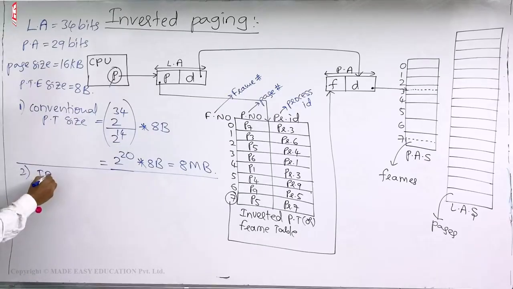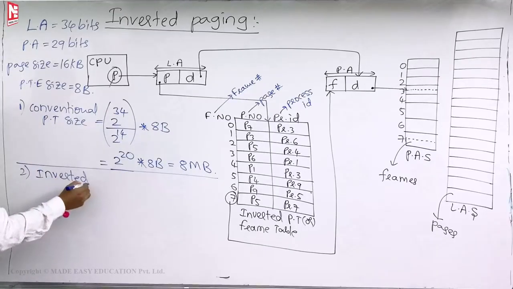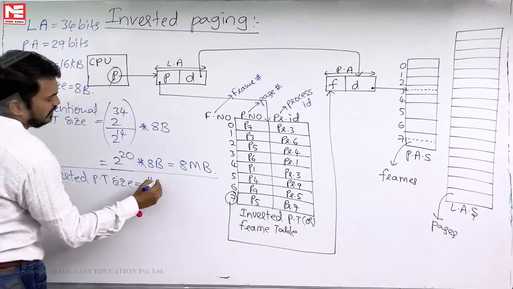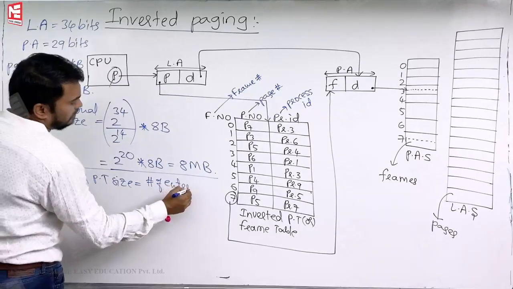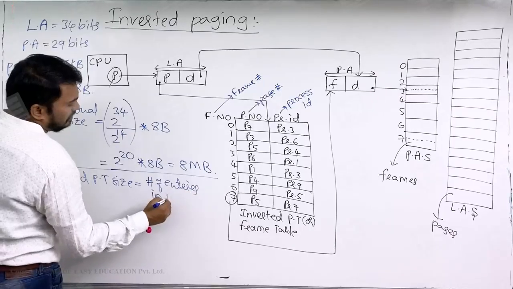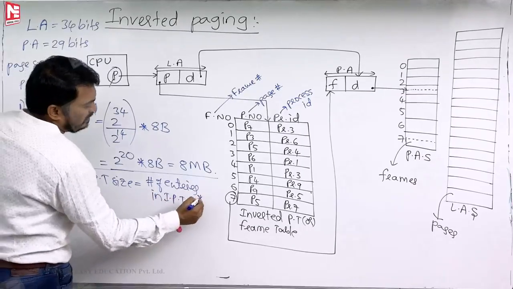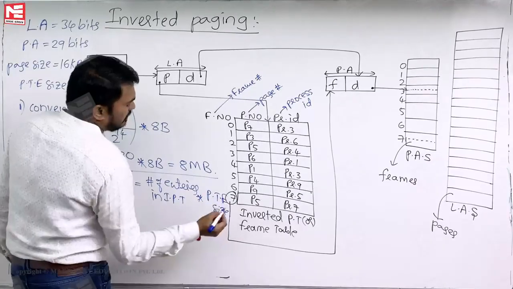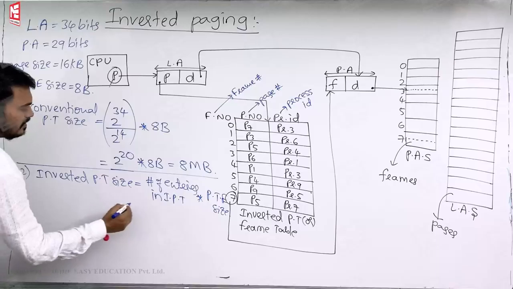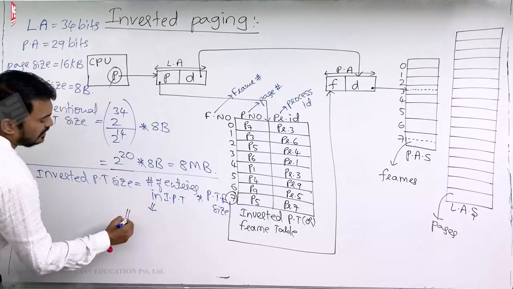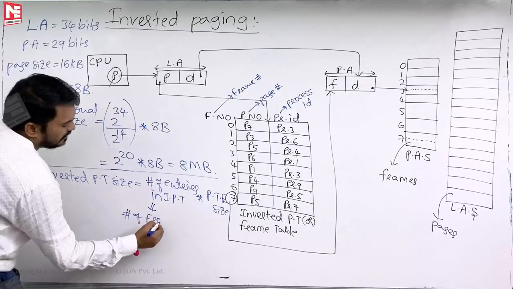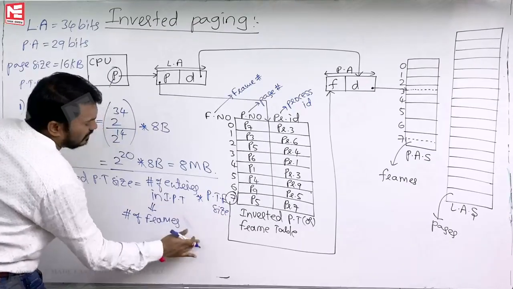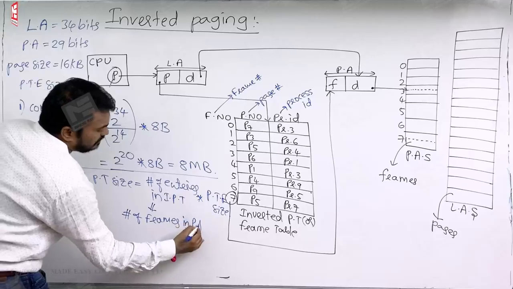Now, next is the inverted page table size. What is the formula? Same formula: number of entries multiplied with the page table entry size. So the number of entries in the inverted page table is how much here? The number of frames in the PAS. I'm writing it here properly.